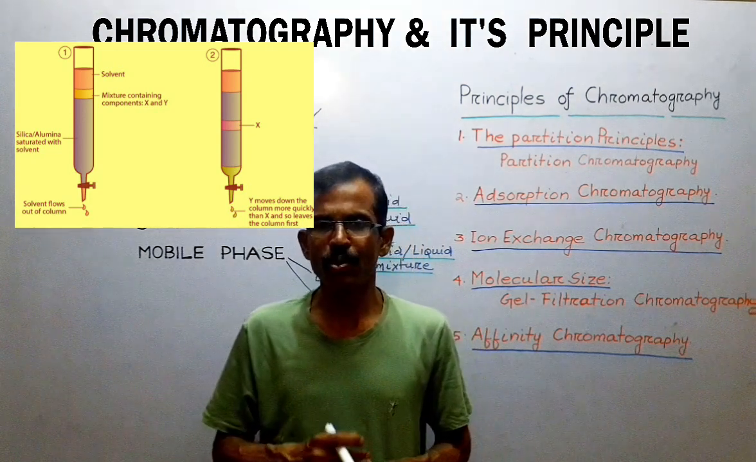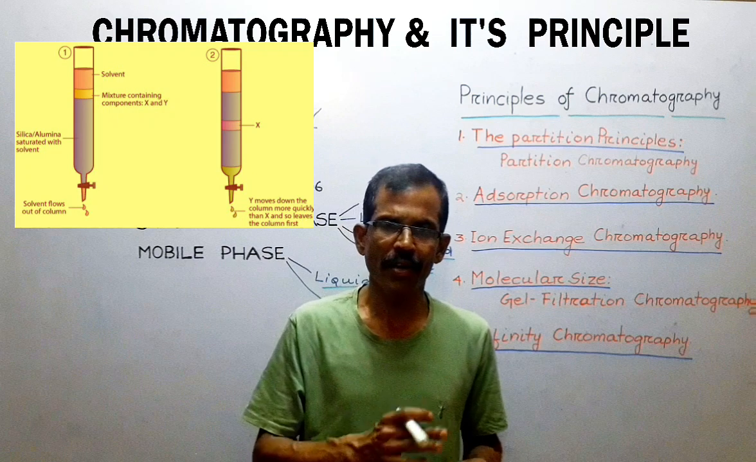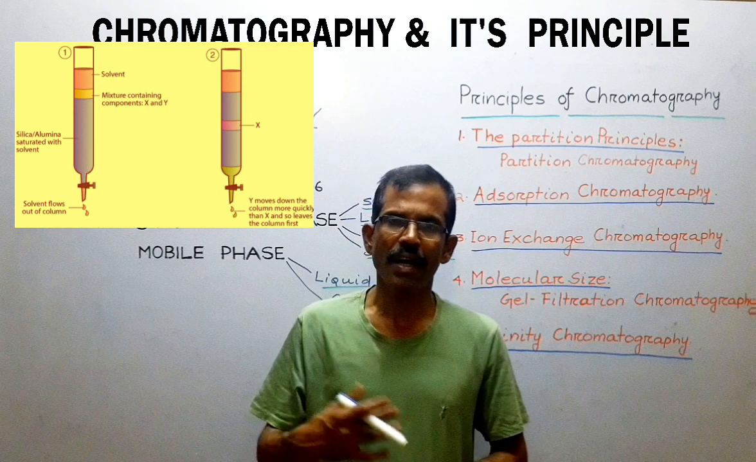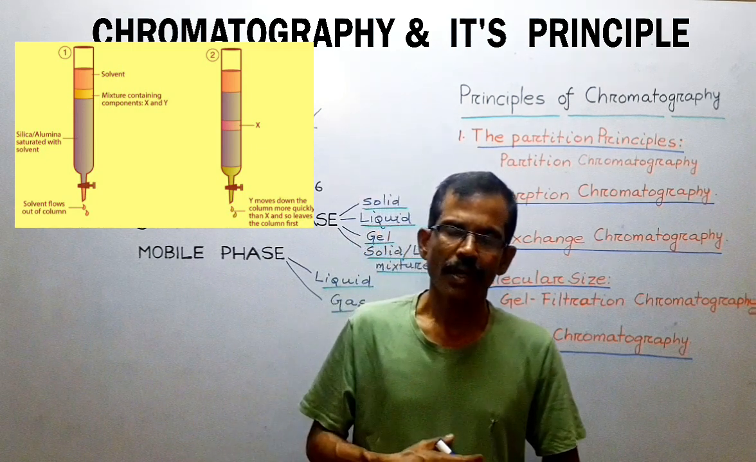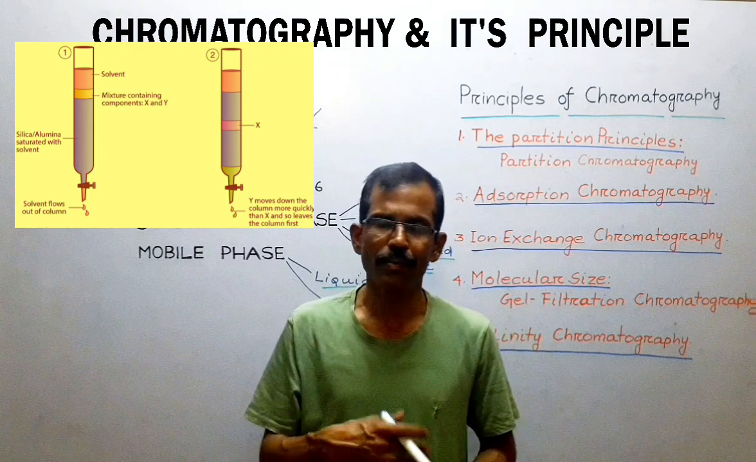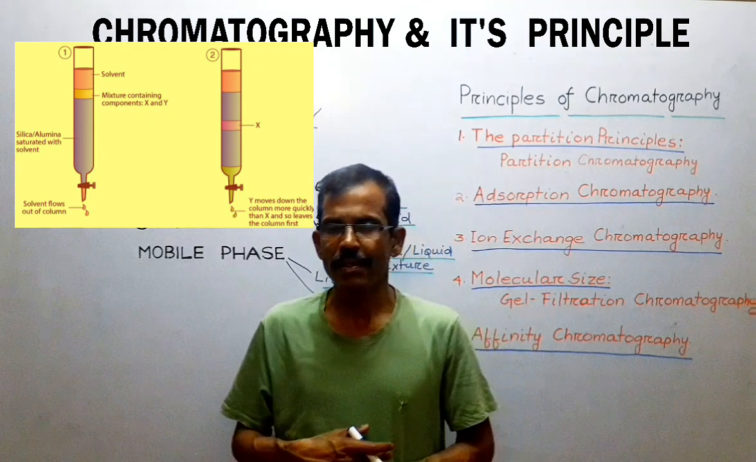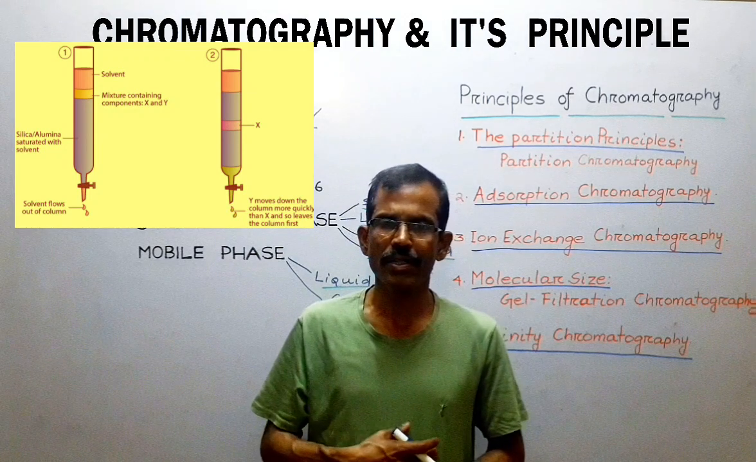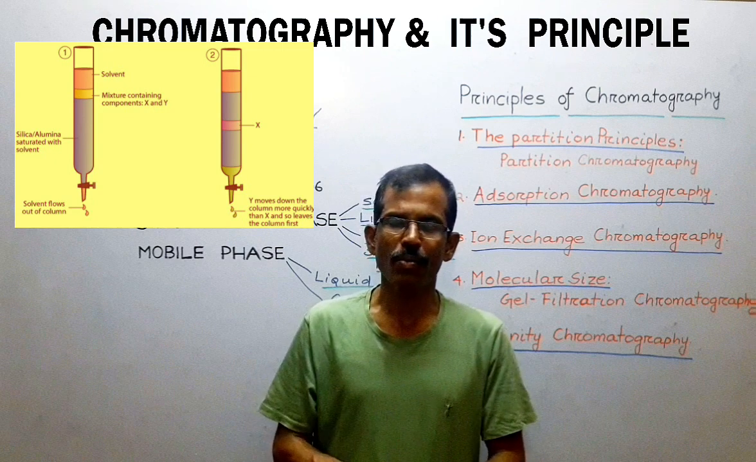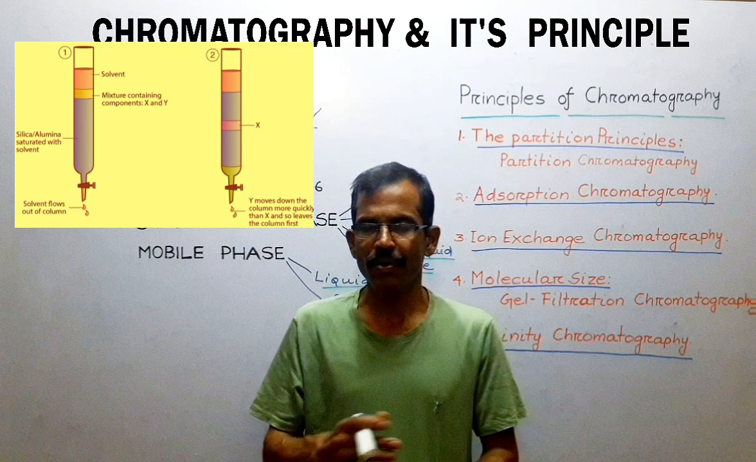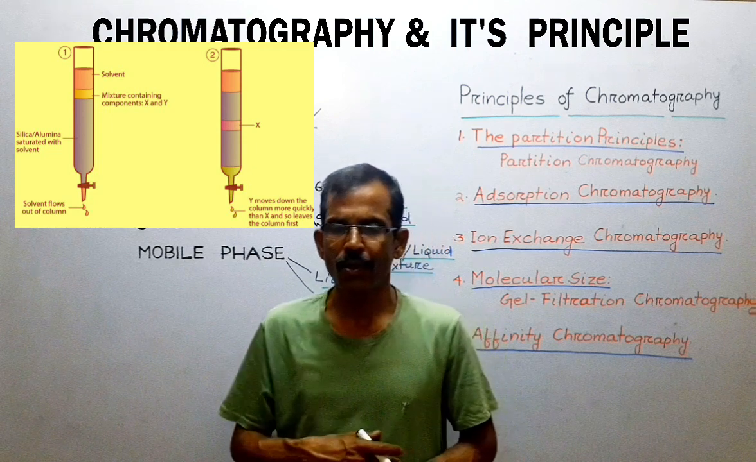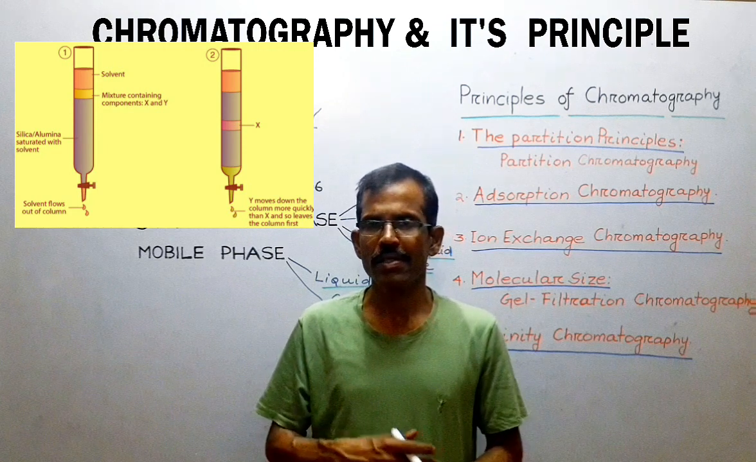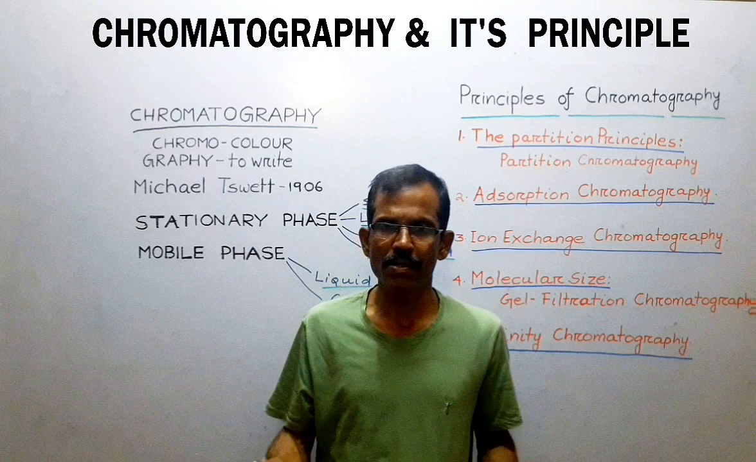The components which interact more with the stationary phase, that is the adsorbent, and less with the mobile phase are retarded to a greater extent, as a result of which they move slowly, whereas the components that interact less with the adsorbent and more with the mobile phase migrate faster through the chromatographic system. This differential migration of components on the basis of differences in adsorption-desorption behavior is responsible for their ultimate separation.